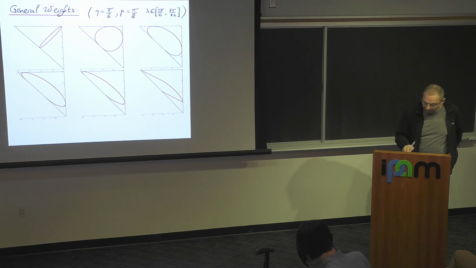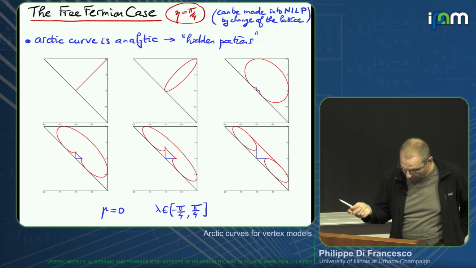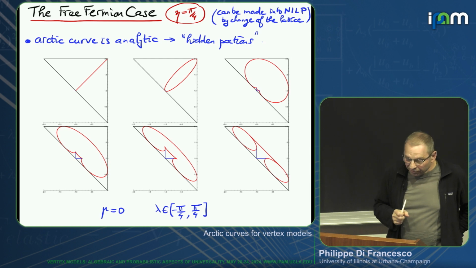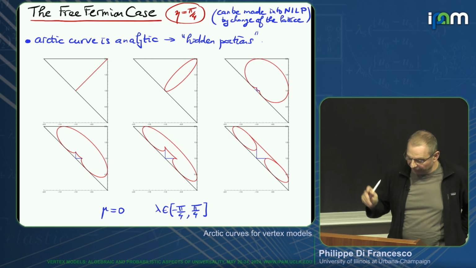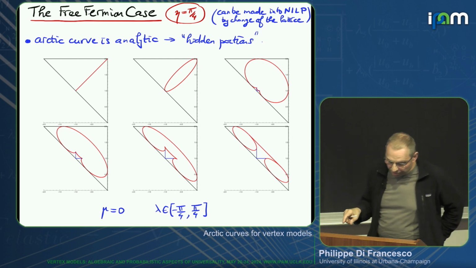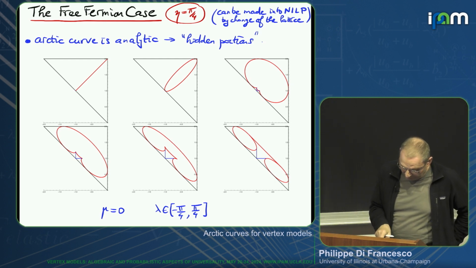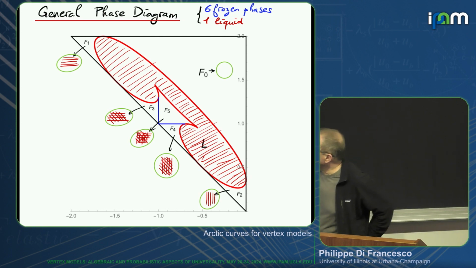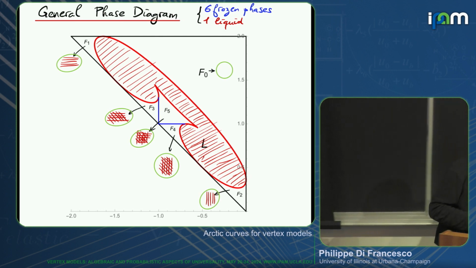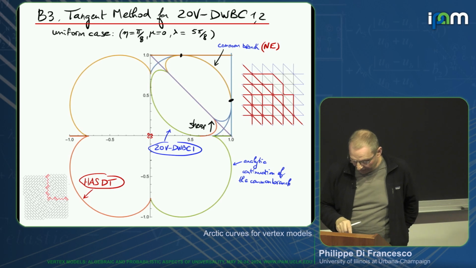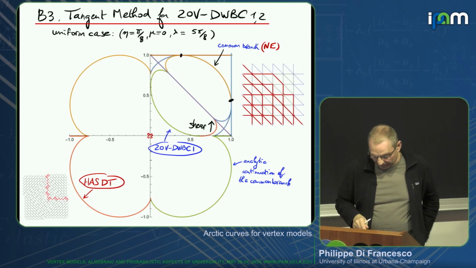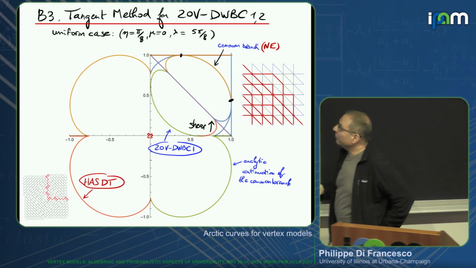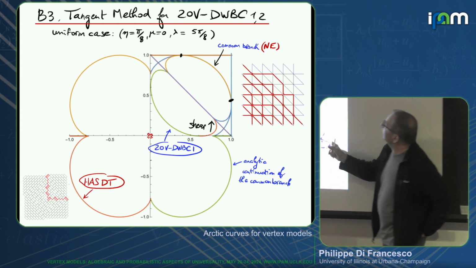And you can play with this not just with uniform weights, but with general weights. You also can go to the free fermion case, in which we know things are nicer because it suppresses the interaction at the kissing points. So it becomes really like a dimer model. And you have this nice phase diagram with, again, 6 frozen phases and whatever is inside.